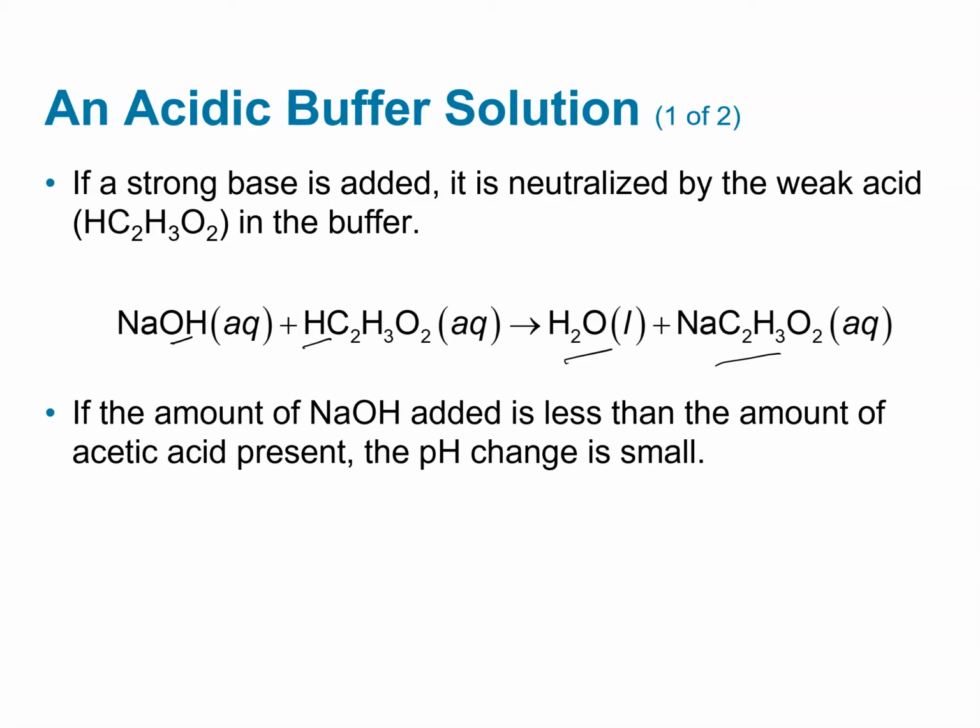We're consuming our weak acid here with the base, and that's making the conjugate base to that weak acid as a product. And this resists the change in pH, because instead of just adding base to solution, this base is now being consumed and creating a much weaker base.